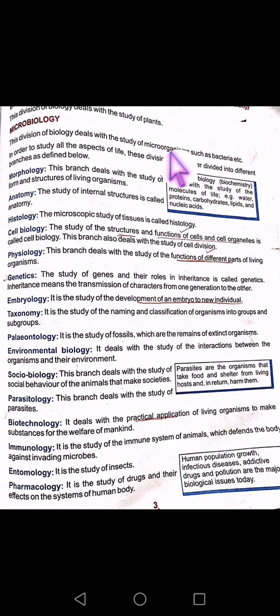Then comes the three aspects of life. These three major divisions are further divided into their sub branches, and there are multiple sub branches of these. First of all is the morphology. Always remember, logy, you know the meaning of logy, that is for study. Morph means form and structure. The branch of biology that deals with the study of form and structure of living organisms.